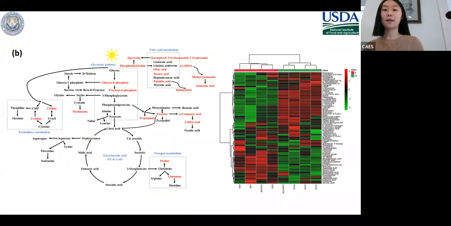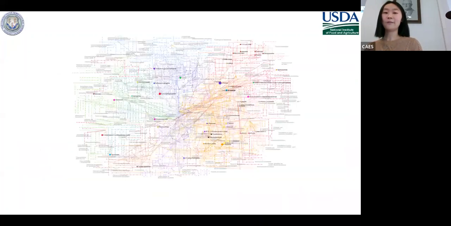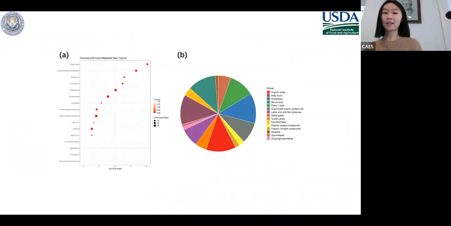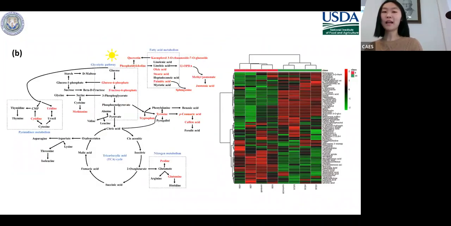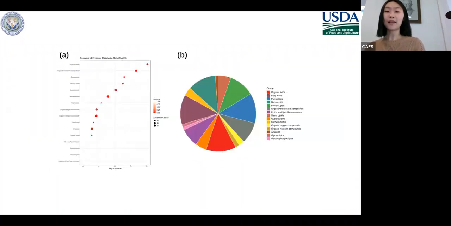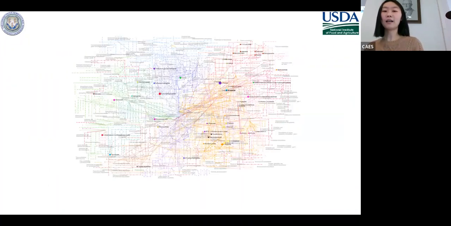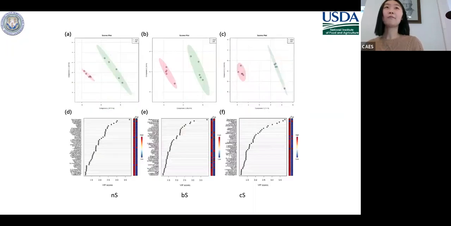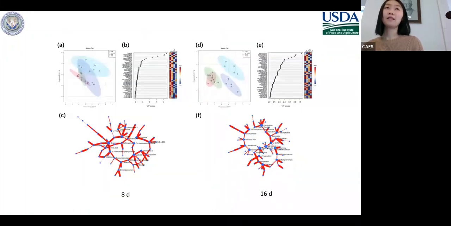I think I'm starting here. Actually, because of the heat map, I cannot put everything here, so I only pick the representative metabolites. For the other metabolites that we detected, I put them into this global metabolomic network. And then I can't say a major finding, because this is a very big experiment.